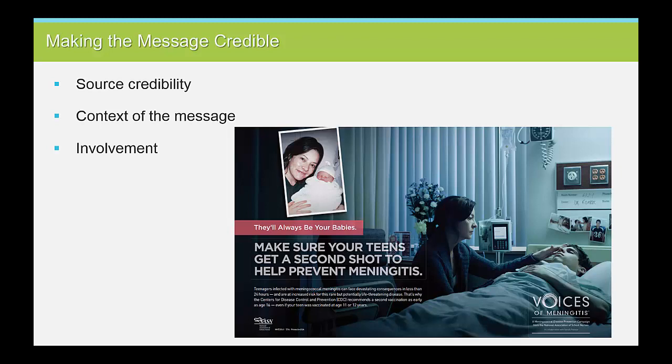The context of the message refers to the message aligning with the actions of the organization. When the U.S. Chamber of Commerce passed out coffee mugs marked Made in China at a briefing on the importance of buying American, the message lost credibility within this context.